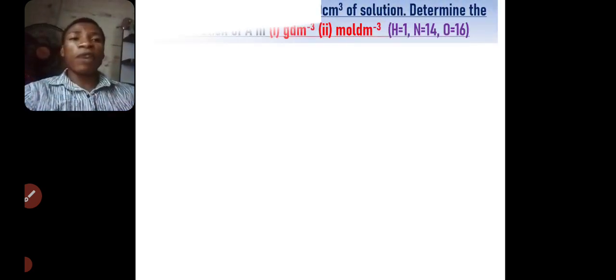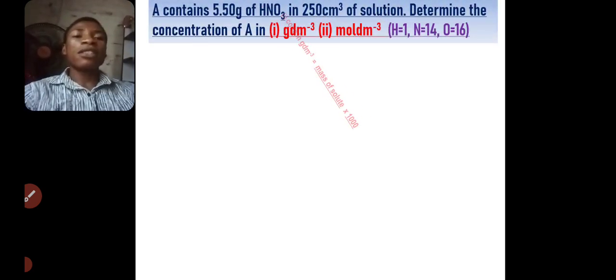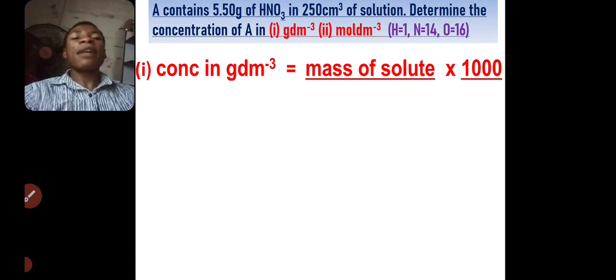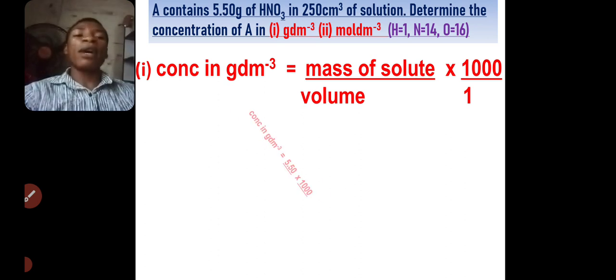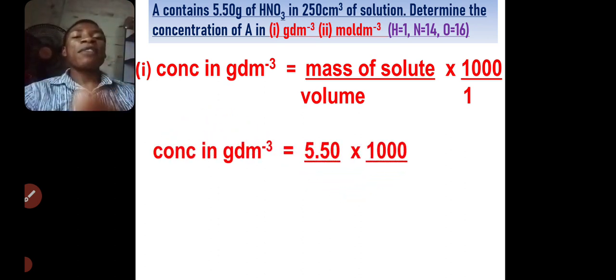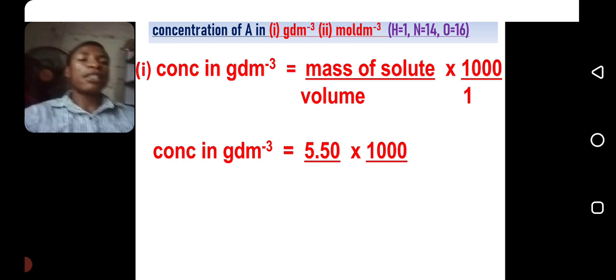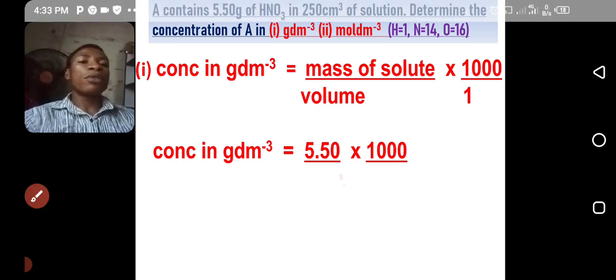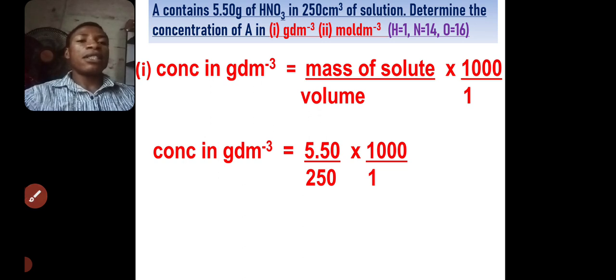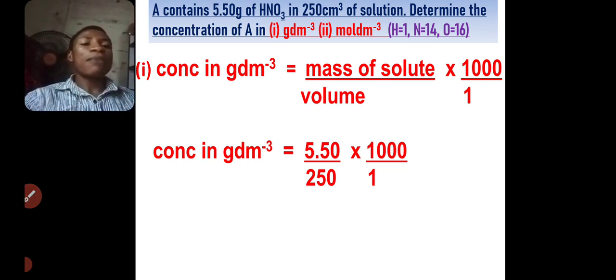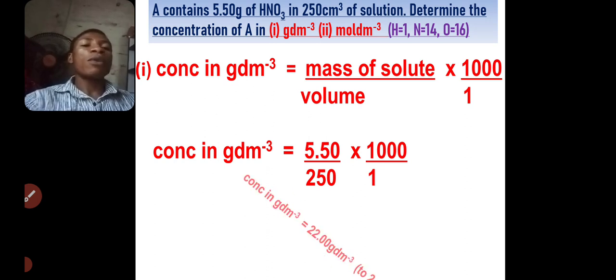Let's see how we're going to go about that. First and foremost, we are looking for our gram per dm cube. Don't forget, that's the question. The formula for gram per dm cube is mass over volume times 1000 over 1. And our mass is 5.50, as we have seen, and our volume is 250, as we have seen on the screen, times 1000 over 1. What would that give us?